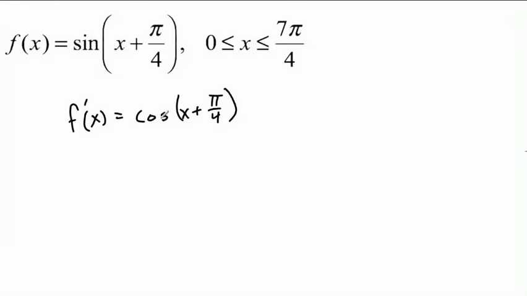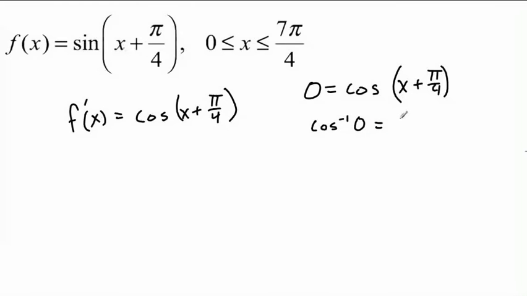The first place is where the derivative is 0. So we're going to set this equal to 0: cosine of x plus pi fourths. And what we're going to do is solve for this. I'm going to do the inverse cosine of both sides. So cosine of 0 equals x plus pi fourths.